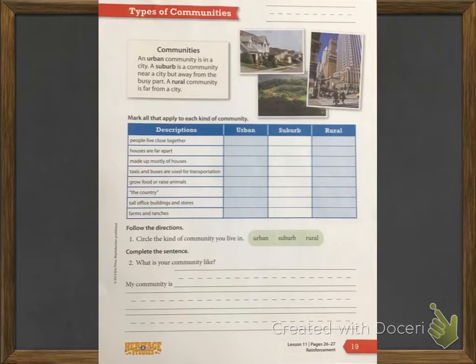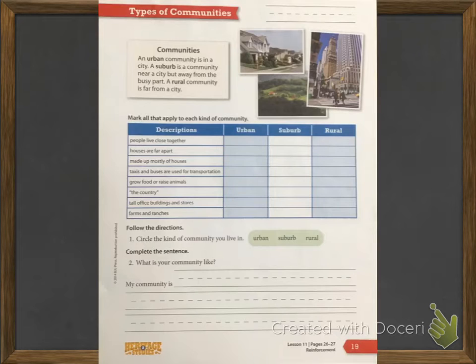Urban community. Is that what you're going to say, Azella? Yep, an urban community is in a city. What is an urban community like? What's in a city? Zoe? Tall buildings and... Yeah, and roads and stores and trains and taxis and buses.